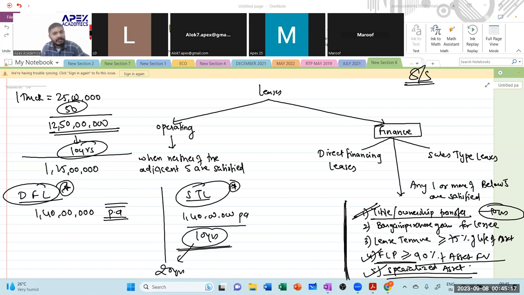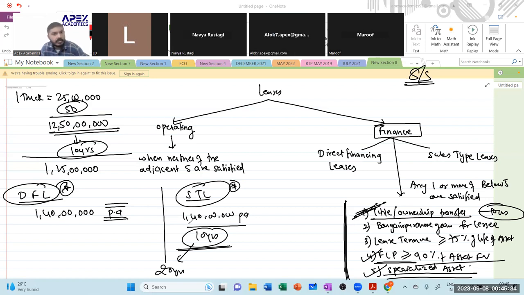Okay, so in direct finance lease, point number 4 and 5 should be satisfied. And in the sale type lease, point number 1 is automatically satisfied because it is a sale type lease. Clear?